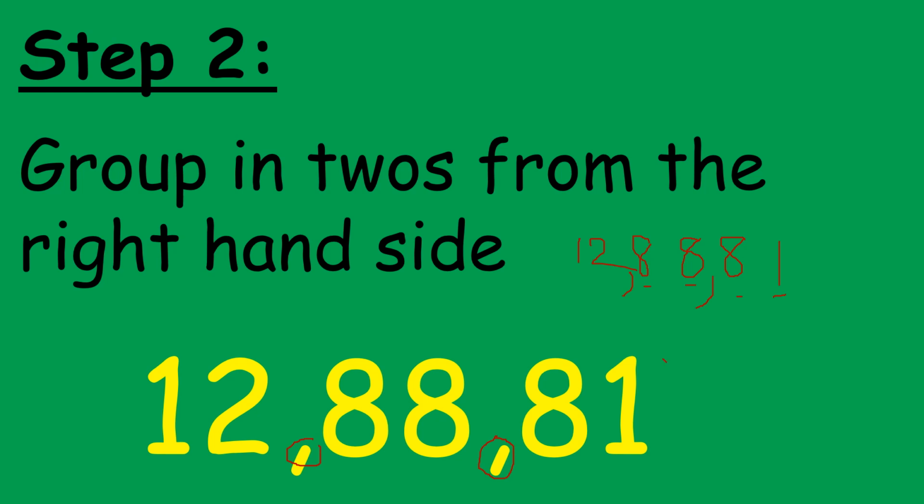Like I said, you count 1, 2, then you put your comma, then you count again 1, 2, and then you put your comma, and of course 1, 2. That's why you have 12, 88, and then 81.